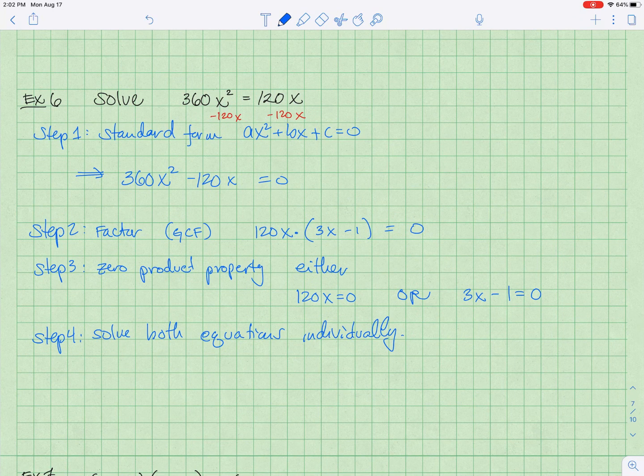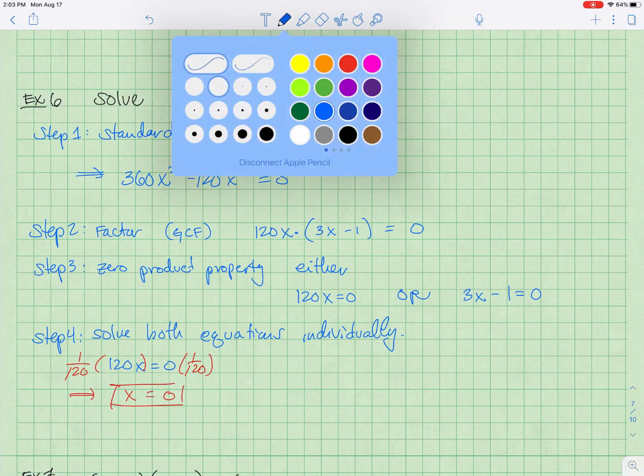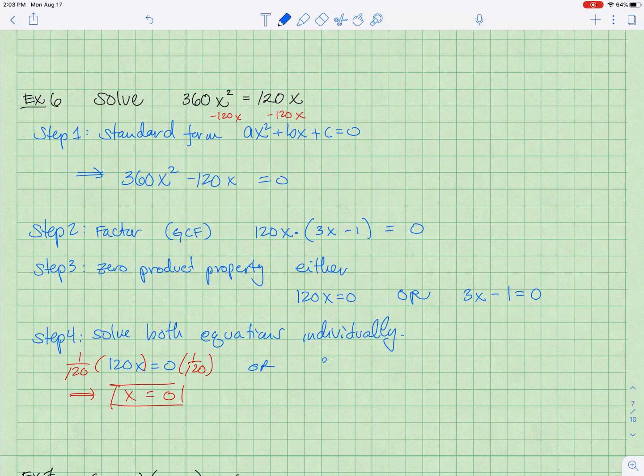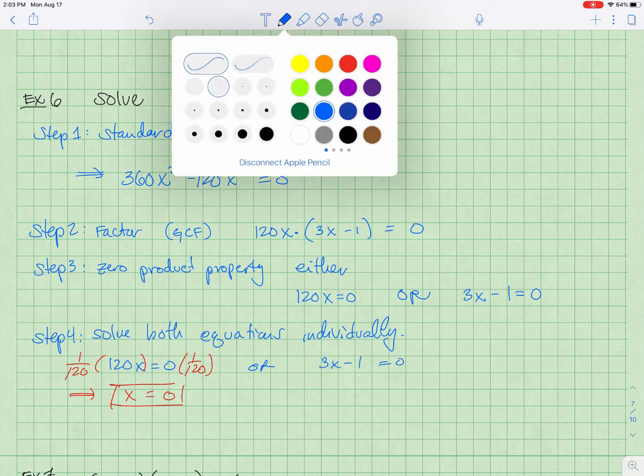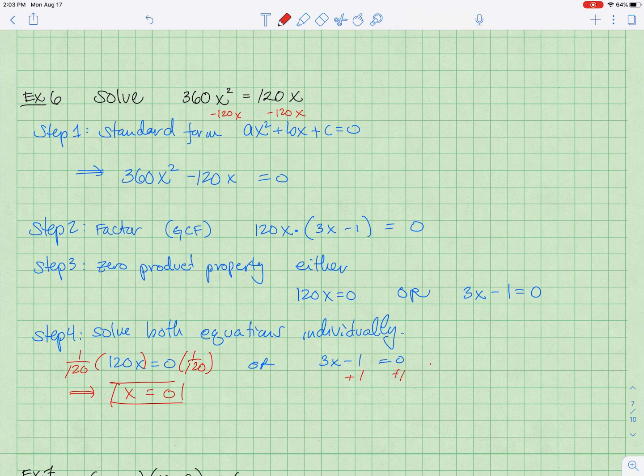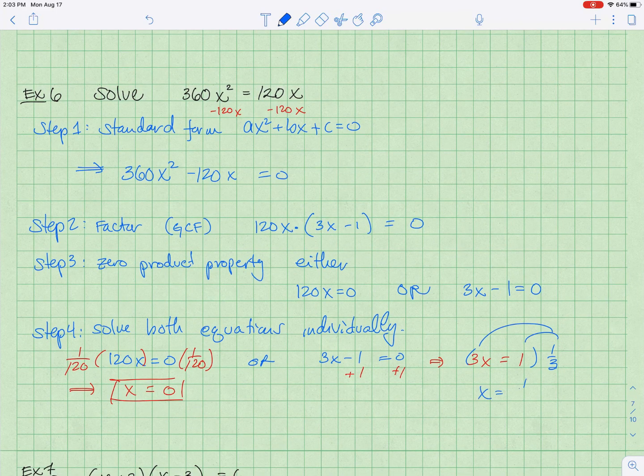And so we'll have 120x is equal to 0, and we'll just go ahead and divide or multiply both sides by 1 over 120. That's going to give us x is equal to 0, so that's one possible answer. Or 3x minus 1 equals 0, in which case we'll add 1 to both sides, and that'll give us 3x is equal to 1. And then we'll multiply both sides by 1/3, and we'll get x is equal to 1/3.